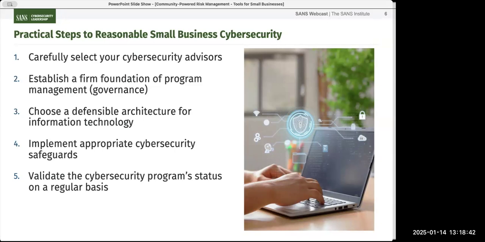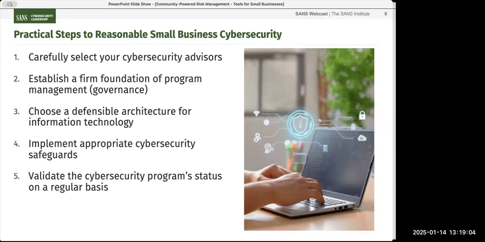We also want to choose a defensible architecture for our information technology. Before we choose a single safeguard, let's architect this thing in a way that makes it easy to defend. If we architect this thing and it's hard to defend, it's going to cost us more time, resources, energy to defend it. And we don't have that kind of time, resource, energy. We've got to be able to streamline this process. So how would we go about streamlining that? So let's talk about that.